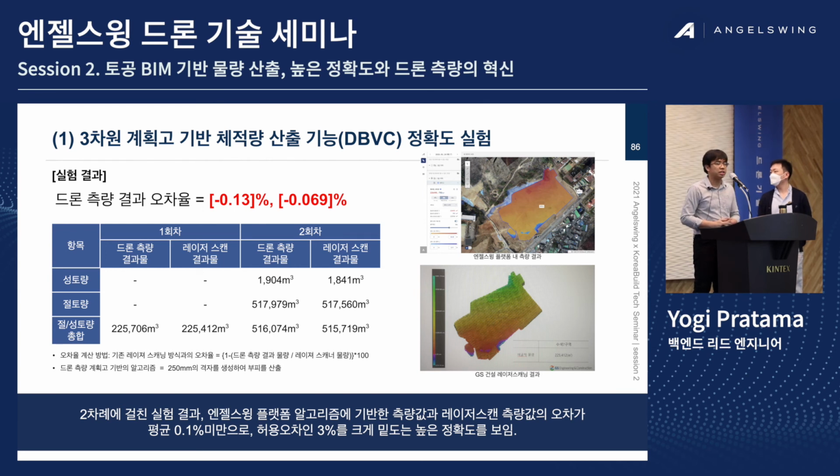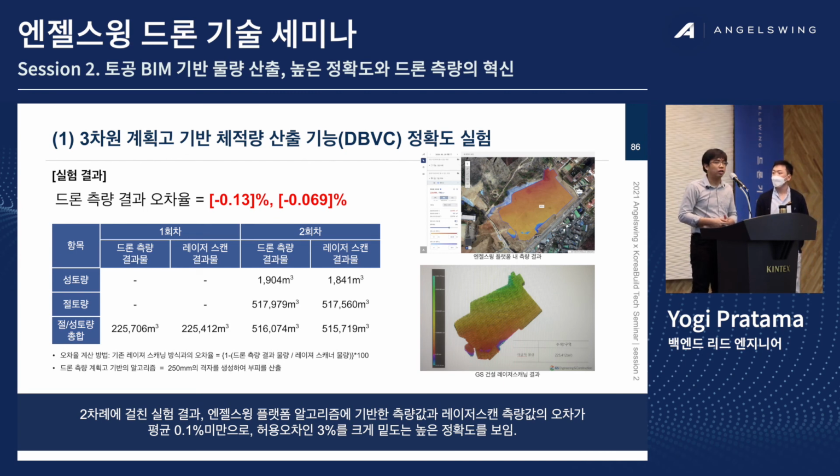Okay, so we did this test in 2 sessions, and as you can see in this table, the comparison of the volume between drone and laser scanners, the value is pretty close, and the average error rate of the volume calculation is around 0.13% and 0.069%. 그래서 말씀드린 실험 같은 경우는 2회에 걸쳐서 진행을 하게 됐고요. 보시다시피 드론과 레이저 스캐너 결과물의 오차율은 2회에 걸쳐서 각각 0.13%와 0.069%에 불과했다는 점을 보실 수 있습니다.